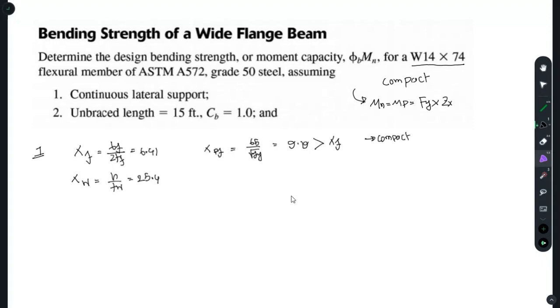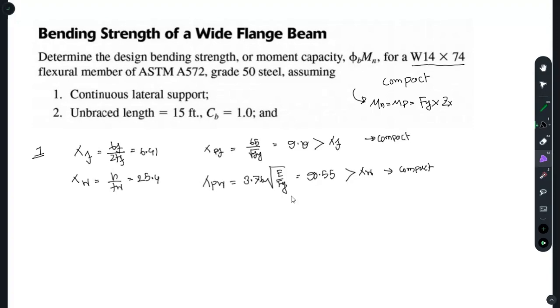Let's come to the web part. The formula is 3.76 root over E over Fy. The E value is 29,000 ksi and Fy is 50 ksi. If you put these values in, you get a value of 90.55. And you can see that this value is way greater than lambda of the web. So the web is also compact.